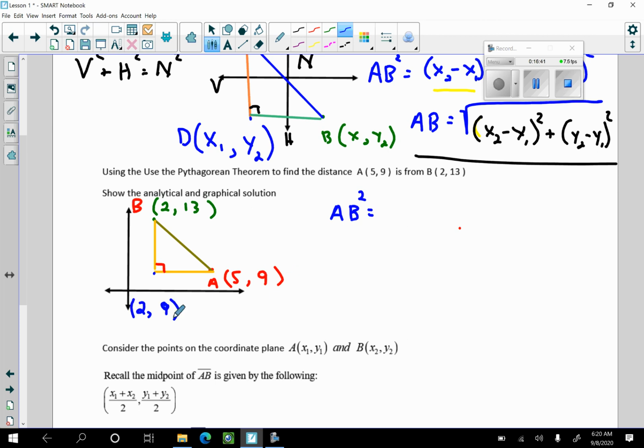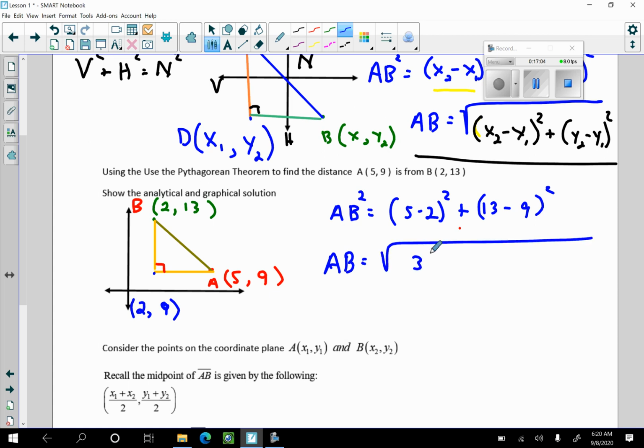2, comma, 9. So the horizontal distance is going to be 5 minus 2, squared, plus the vertical distance 13 minus 9, squared. And so then AB is going to be the square root of 3 squared plus 4 squared. And you know that this should be a very common Pythagorean triple. AB is equal to 5.